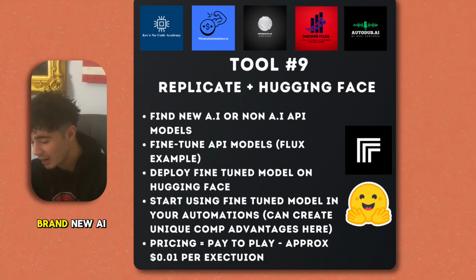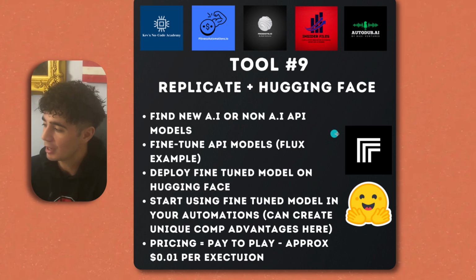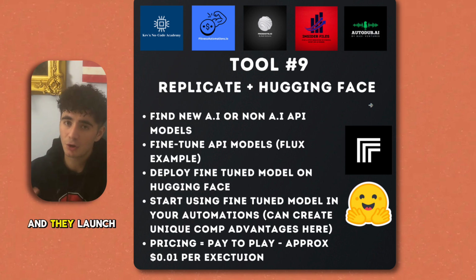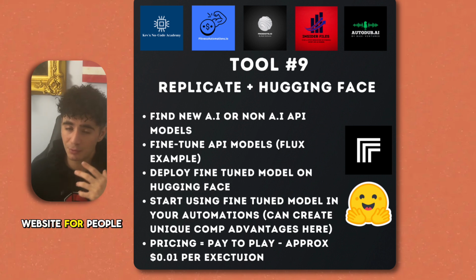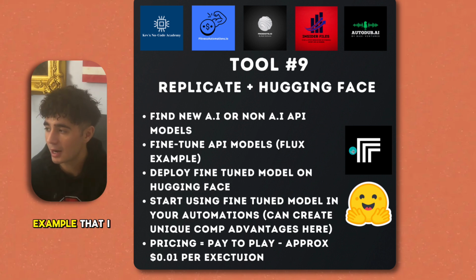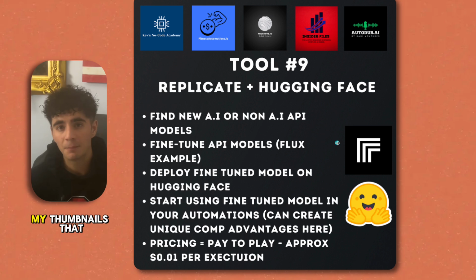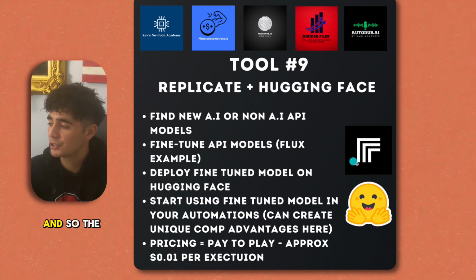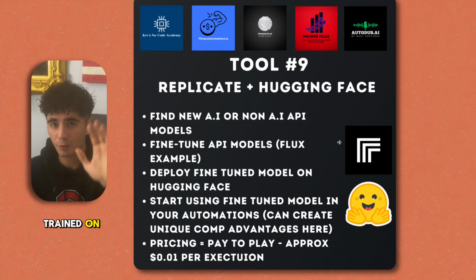Basically build a brand new AI. Let me explain. Replicate is a website where people build their own APIs and they launch them on this website for people to use. And so the example that I want to use here, guys, is all of my thumbnails that you see. All of these pictures of me are trained models of different image generators. And so the image generator that we use is called Flux, but now it's fine-tuned to use my face. You can deploy it to Hugging Face, and all of a sudden you have a live AI model that is specifically trained on whatever you trained it on.